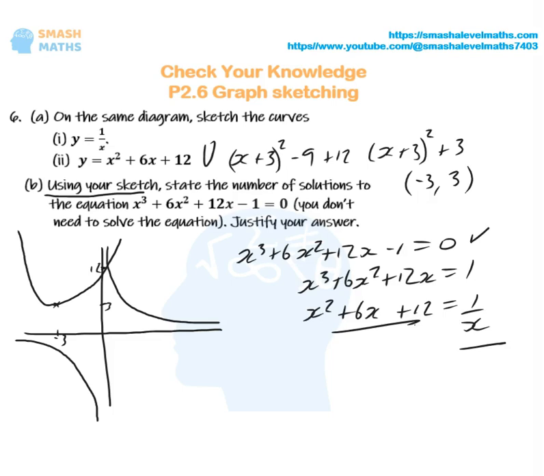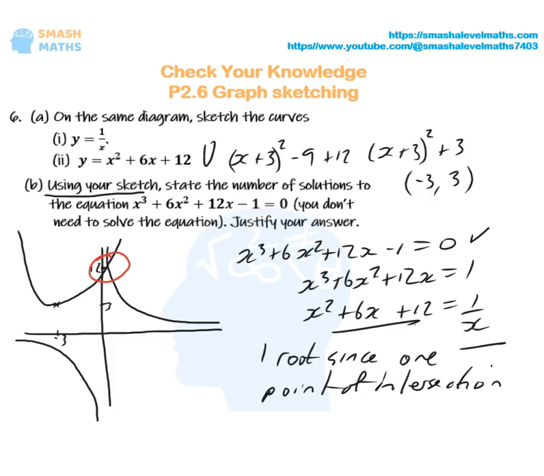So the number of roots will be determined by how many roots we've got in our sketch. We can see the number of roots in our sketch. It intercepts in one place there. So we can say 1 root since 1 point of intersection. So what we've got there is a justification of our answer.